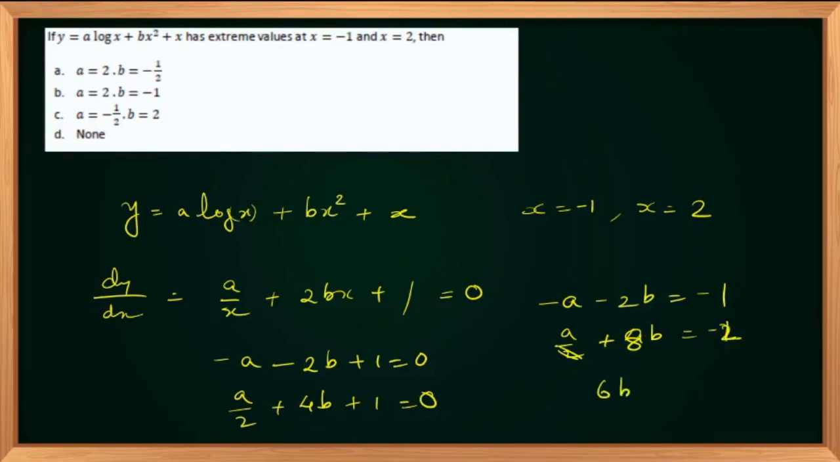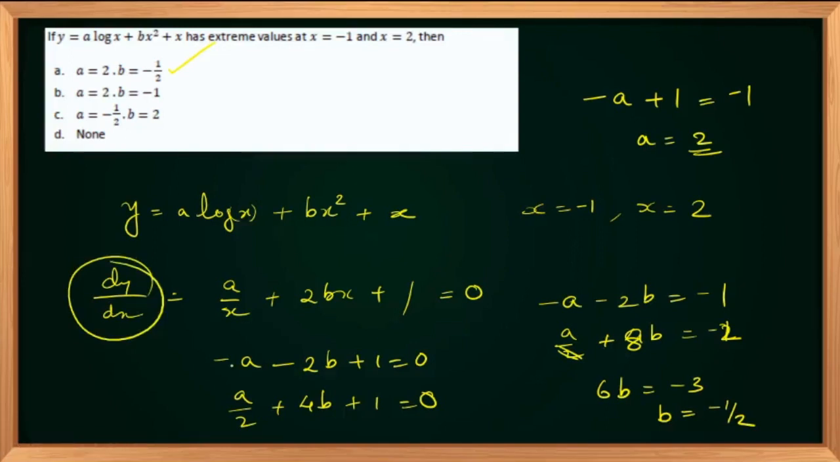So 6b equal to -3, b equal to -1 by 2. So minus a plus 1 equal to -1. So a is equal to 2 and b is equal to -1 by 2. Option A is the correct answer. Just you need to differentiate and substitute.